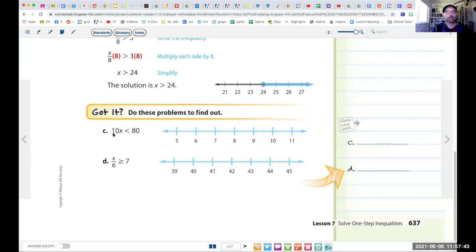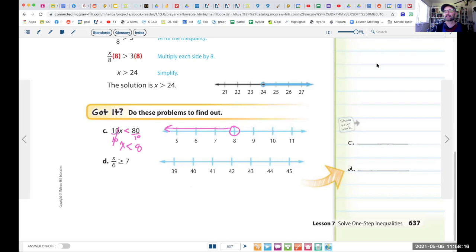So this is x times 10. So now I want to do x divided by 10, and that cancels out the 10s, and I just have an x. If I did divide by 10 on this side, I have to divide by 10 here. 80 divided by 10, that's just 8. And because this is a less than sign, that just comes straight down. So you have x less than 8. To graph it, you're going to do a circle around 8, and draw the arrow to the left. Easy peasy.